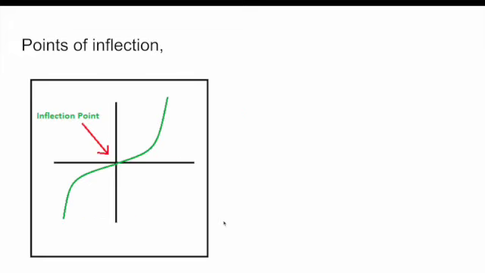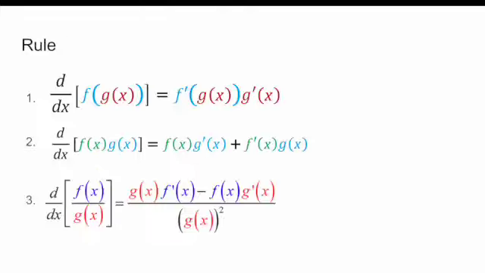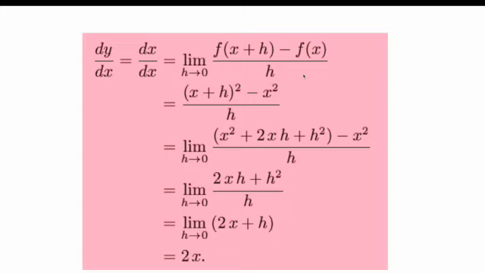So now let's look at points of inflection. This basically means when the derivative of the derivative is equal to 0, we have a point of inflection. That might sound a bit tricky, but I'll tell you what that is. So if we go back up here, we know the derivative of x squared is 2x. So if we just differentiate this again, we get 2. And so the second derivative of x squared is just 2.